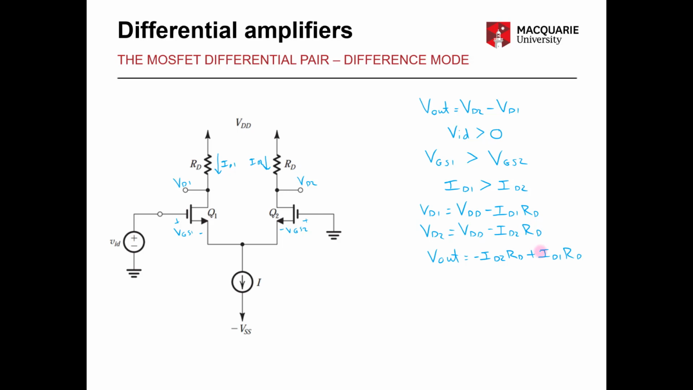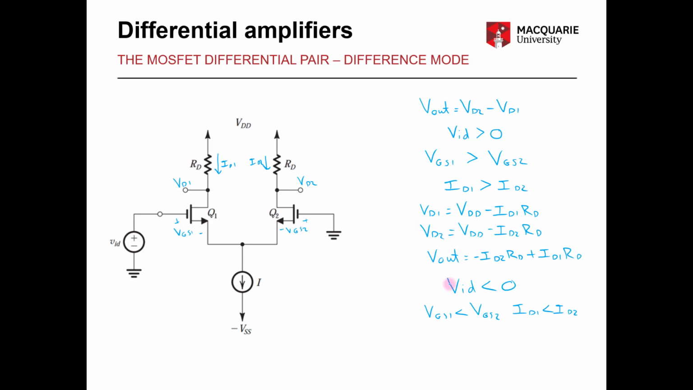Now what about the case when VID is less than 0? Well, for the same analysis, we can tell that VGS1 will now be less than VGS2. This means that ID1 will be less than ID2. So again, plugging that into our equation for Vout, we can see that in that case, the differential output will be negative.